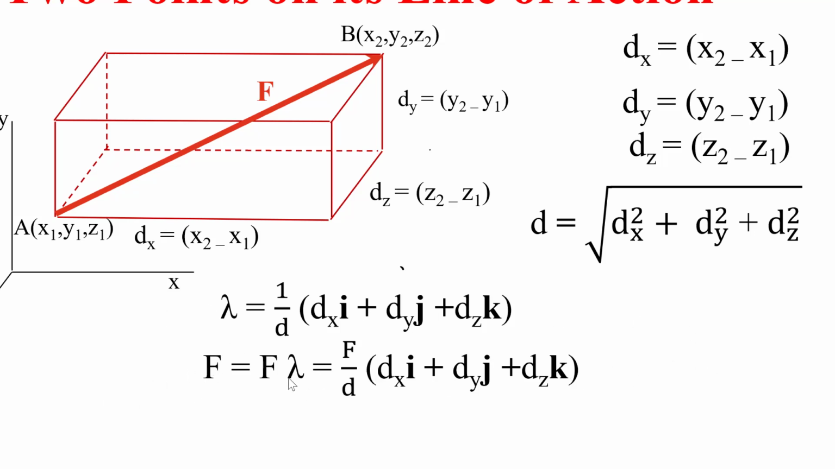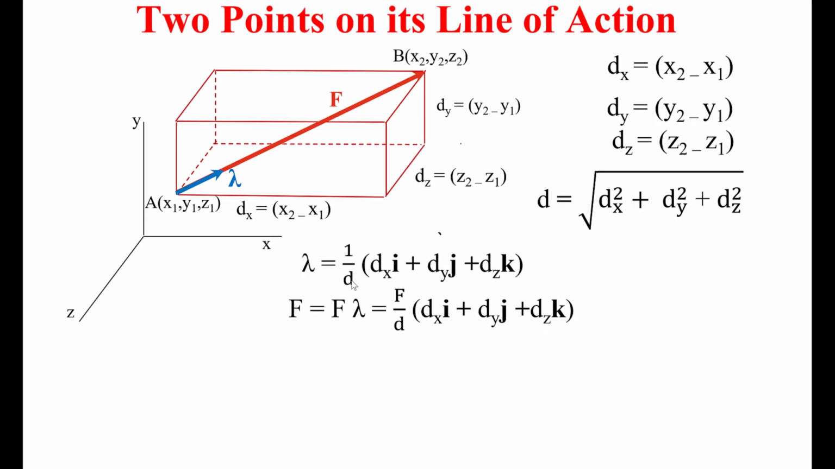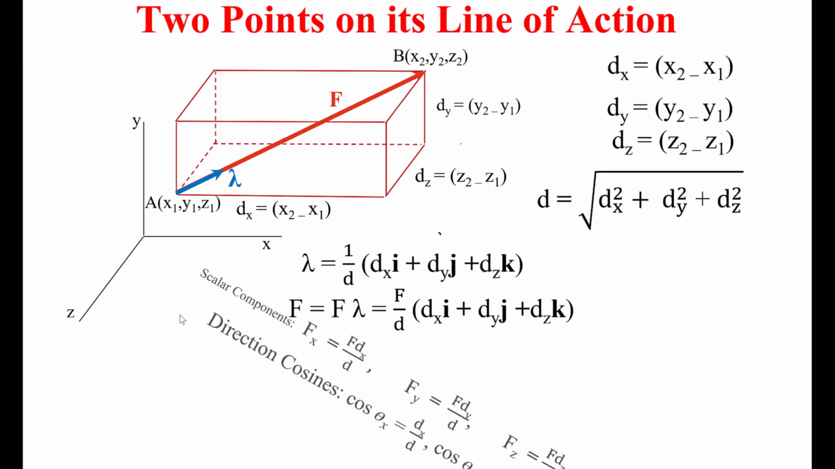When you do this multiplication, you end up with the x component and y component. Just to explain lambda, lambda is a unit vector, because once I divide by the value of d, lambda becomes a unit vector in the same direction as the force. This means that dx divided by d is cosine theta x, dy divided by d is cosine theta y, and dz divided by d is cosine theta z. And this is what we get from the relation.